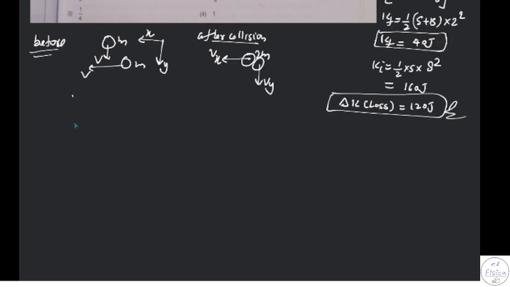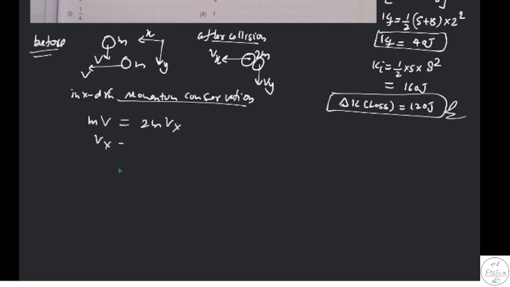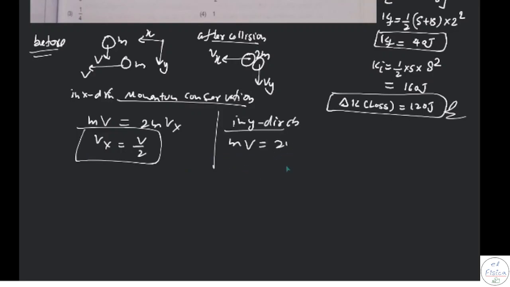Initially, momentum conservation in the x direction. In the x direction, we will apply momentum conservation. So in the x direction, m into v is equal to 2m into vx. So vx will be v by 2. In the y direction, we can say that m into v is equal to 2m into vy, and vy is equal to v by 2.